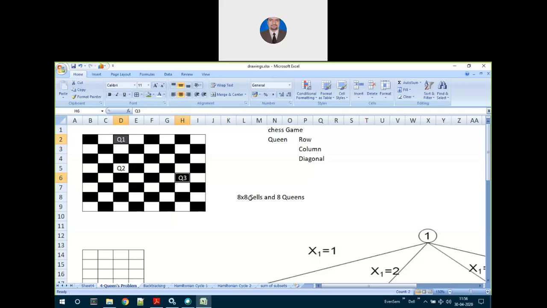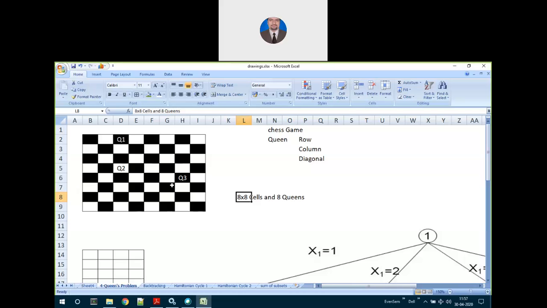So basically, if we have 8 cross 8 cells, then there will be 8 such queens. The problem here is that we have to identify the positions of those 8 queens in 8 cross 8, or in general n queens in an n cross n chess game. We have to keep the n queens in such positions that none of the queens is in an attacking position, meaning none of the queens should get attacked by any other queen. So we need to find the solutions over here.